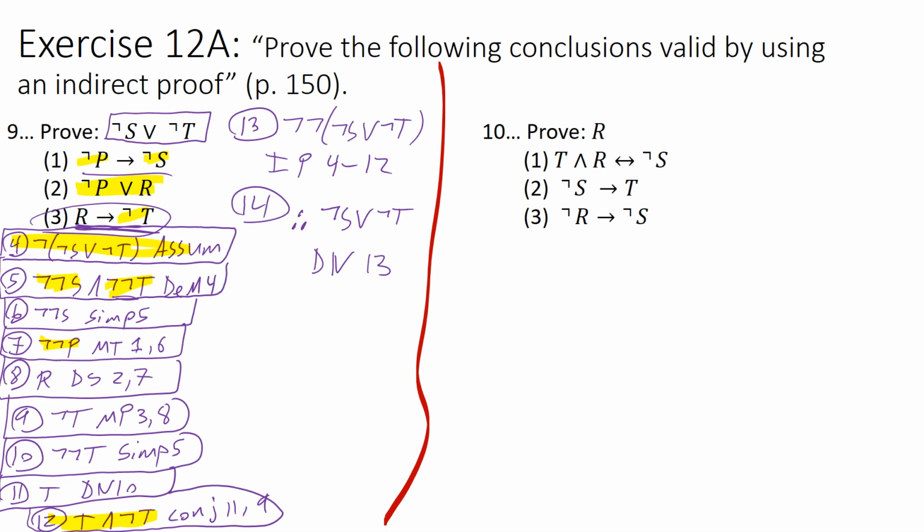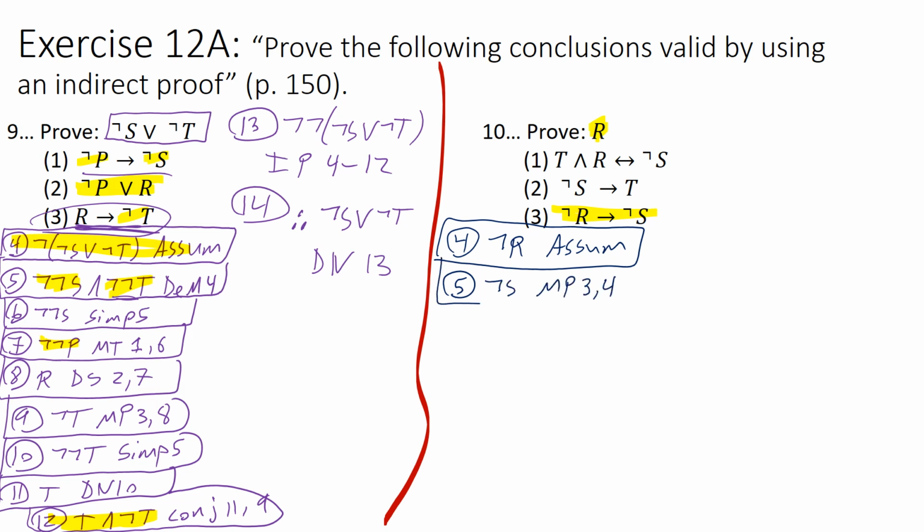Number 10, we want to prove R. And we're doing indirect proof, so let's start out with number 4, sentence 4, not R, assumption. And then from that, we do a modus ponens with 3 and 4. So for 5, we'll get not S, modus ponens, 3, 4. We have this not S on line 1.